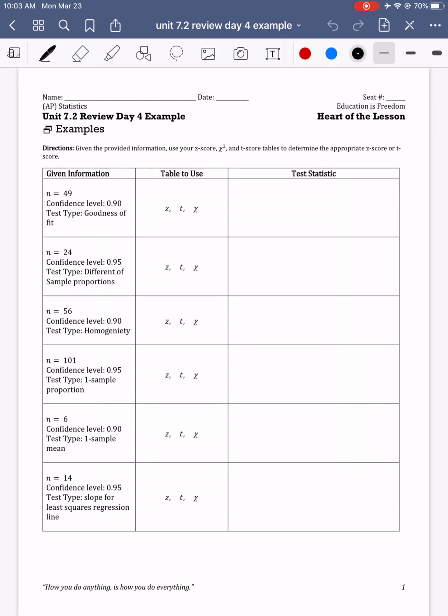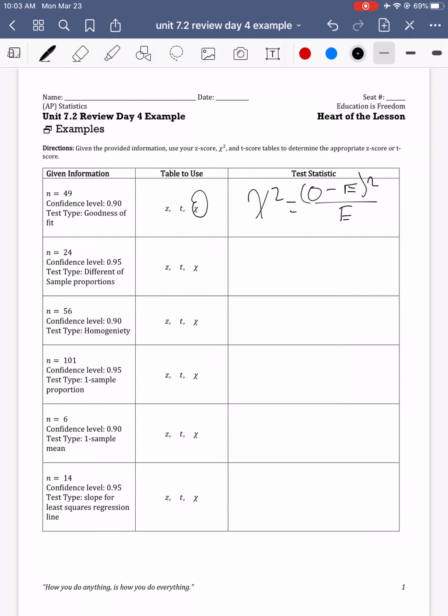All right, welcome back. So based on your answers, let's see if you have them right. So looking at this, we have n equals 49, confidence level 0.9, type of test, goodness of fit. So goodness of fit, we would use our chi-square, so that's going to be equal to our observed minus the expected quantity squared over the expected.